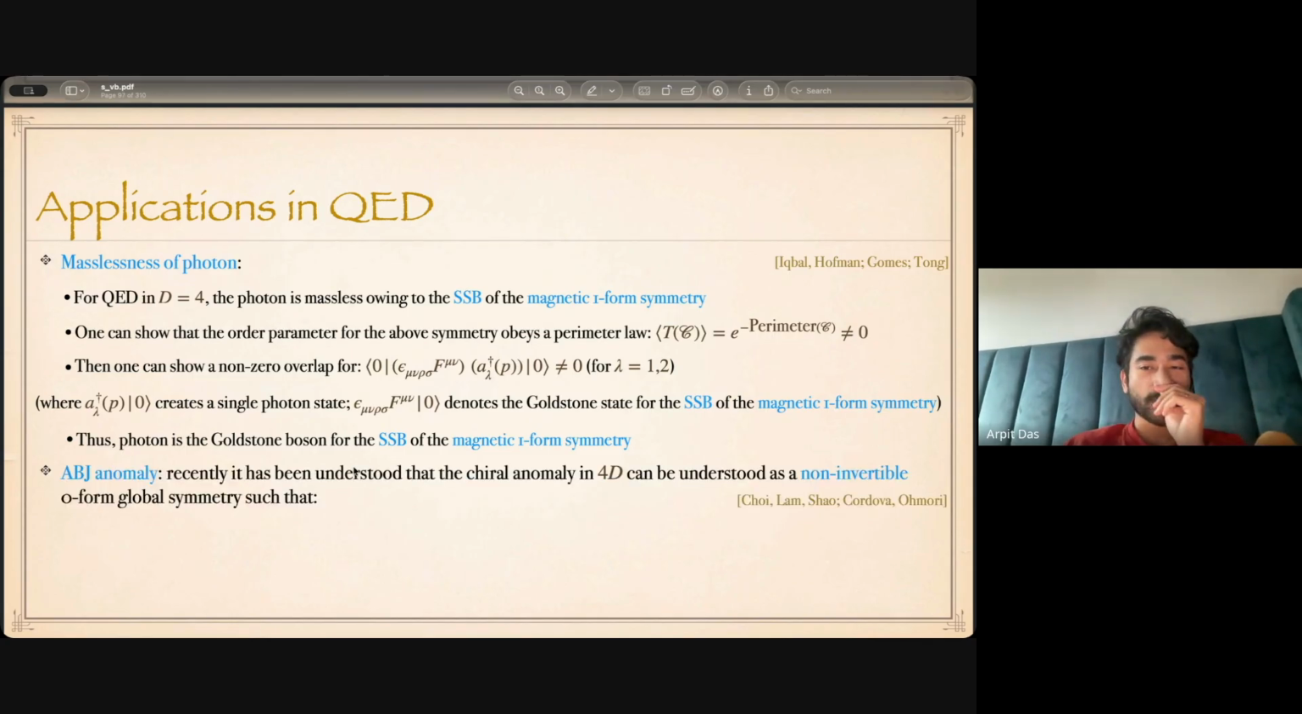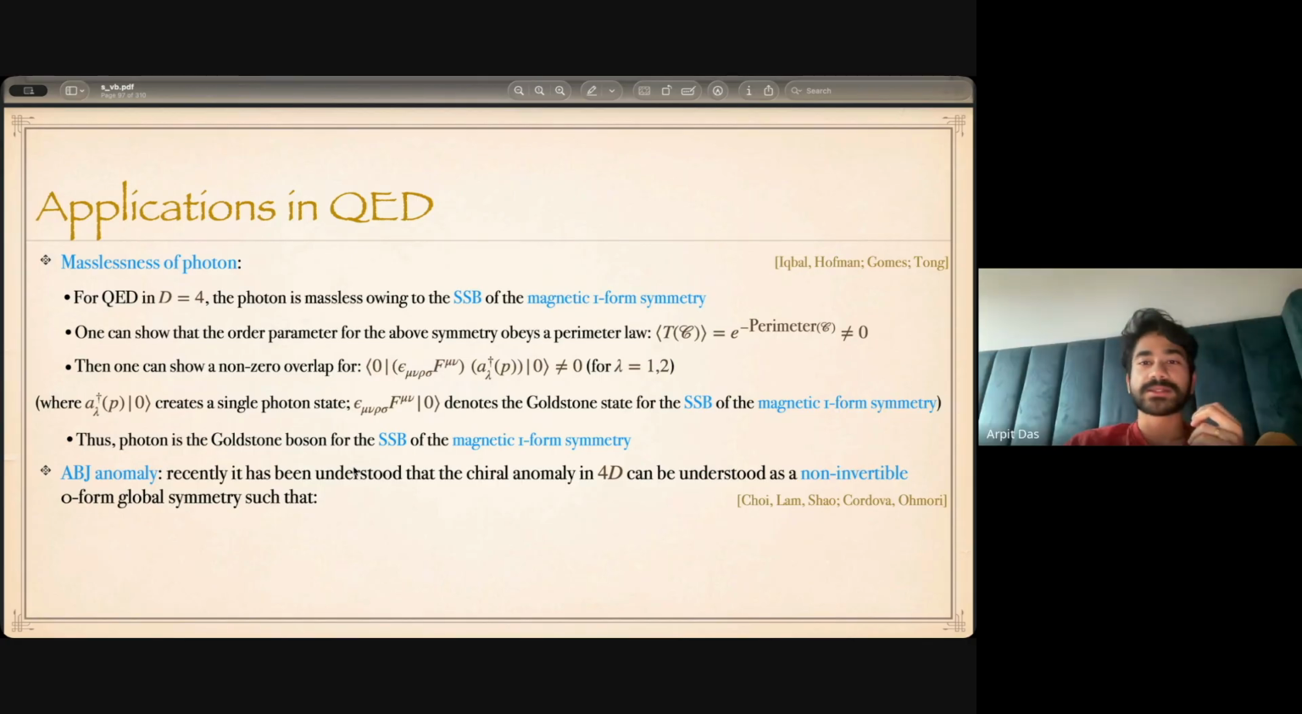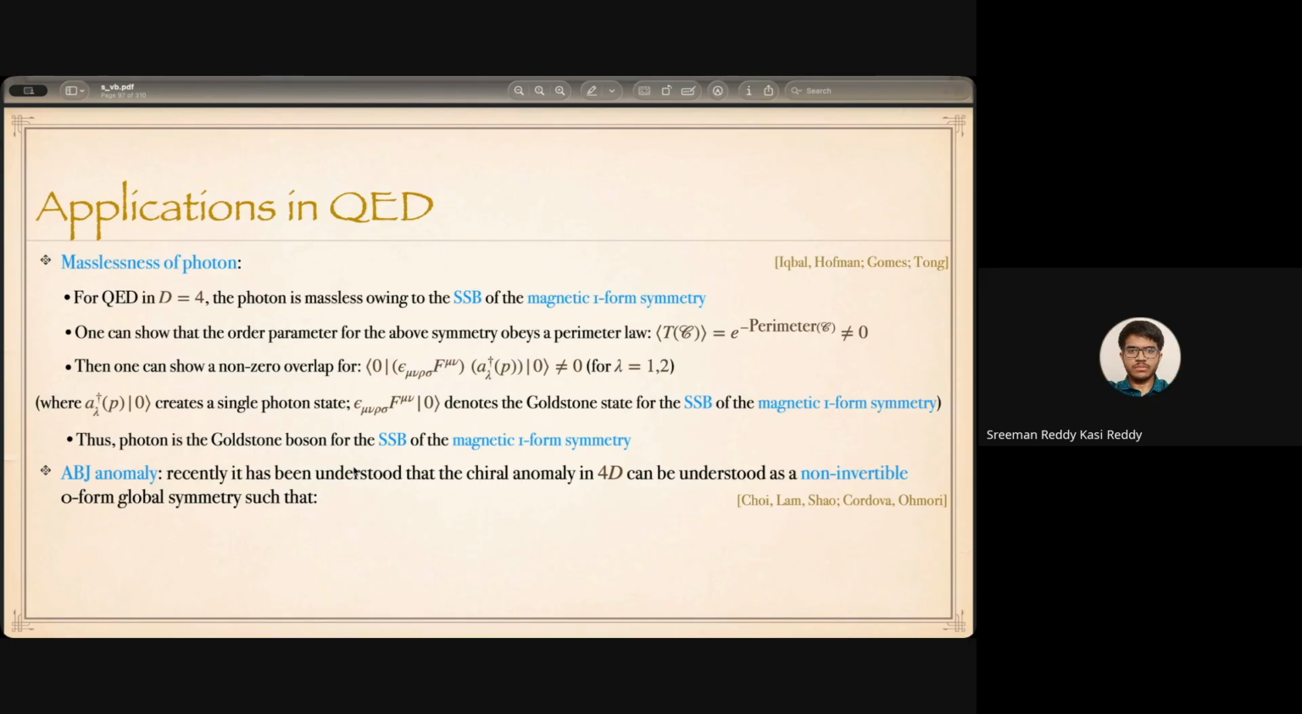Now, also we looked at these anomalies, and we said that we could recast them using these one-form symmetry operators. However, in the case of abelian Higgs, how does it change? In that case, the photon is massive, right? The abelian Higgs mechanism, yes. What happens to the magnetic one-form symmetry in that case?